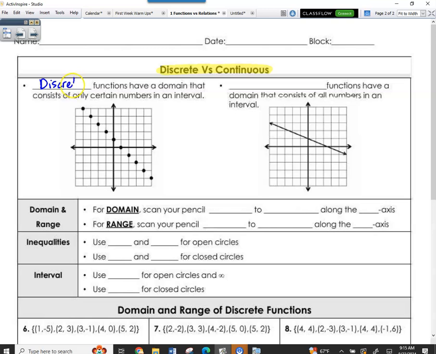Discrete functions have a domain that consists of only certain numbers in an interval. That's a very fancy definition. You could think of it as disconnected. Continuous functions have a domain that consists of all the numbers in an interval, meaning at some point you took your pencil and you drew a curve. I don't want to say a line. Of course, it is a line here, but at some point you were dragging your pencil, right? You weren't plotting points. You with me? So this is continuous.